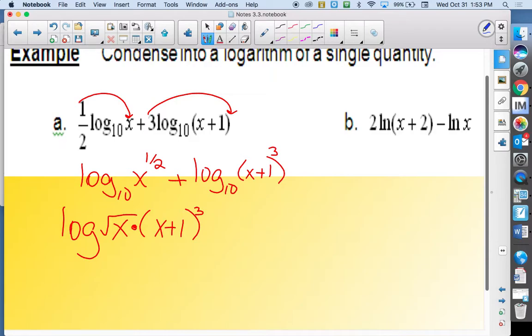All right, how about letter B? We have 2 natural log of x plus 2 minus natural log of x. Plus. Okay?